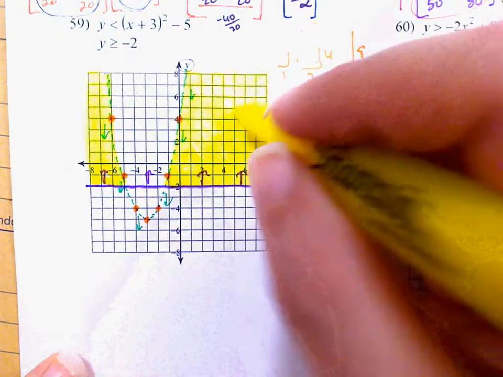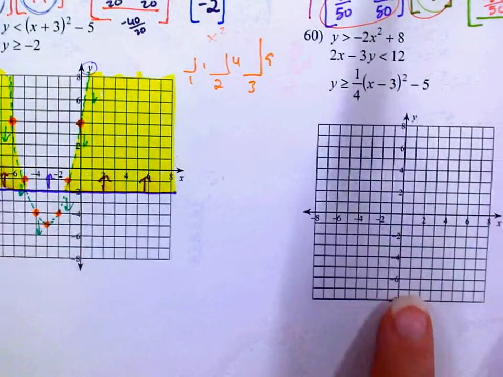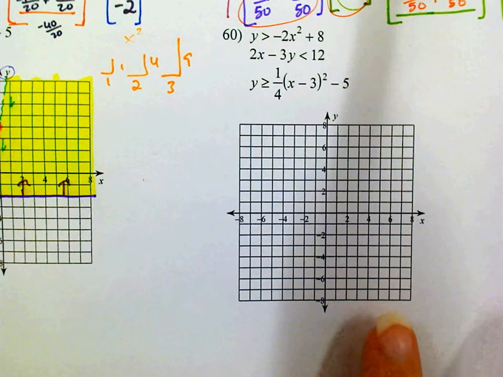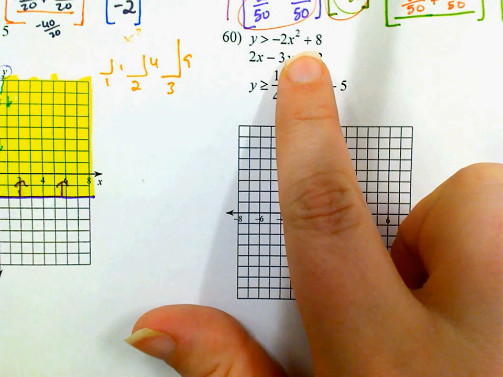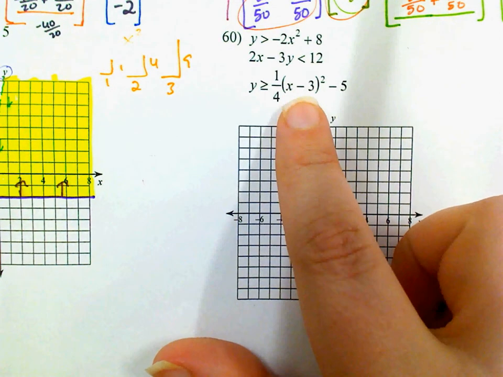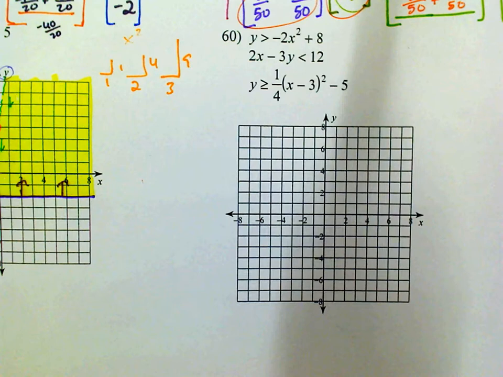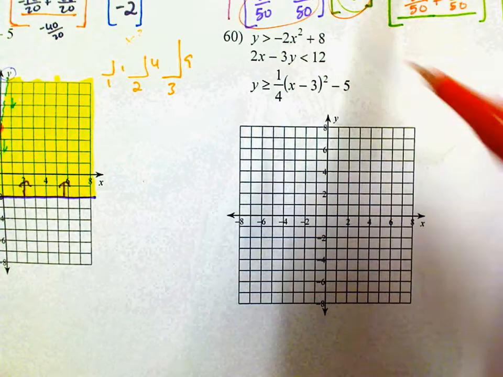Okay, so on number 60, what kind of function is the first one? Linear or quadratic? Quadratic. What about the next one? Linear. And the next one? Quadratic. Okay, so this first one, it says negative 2x squared plus 8.